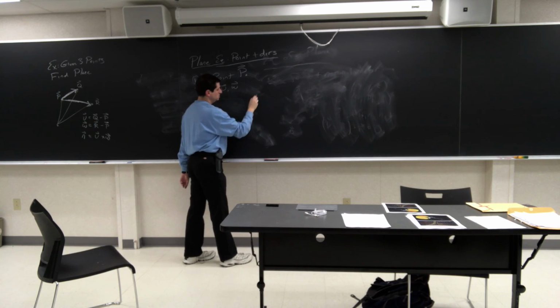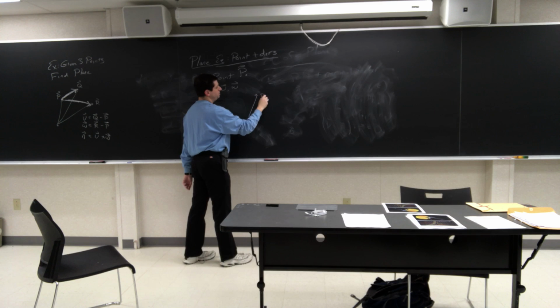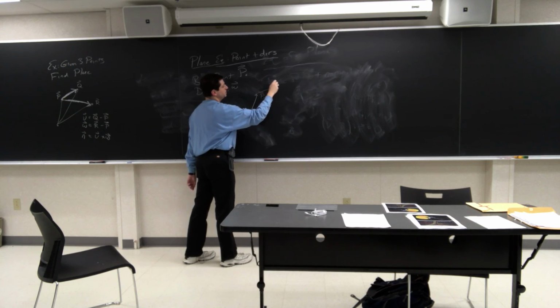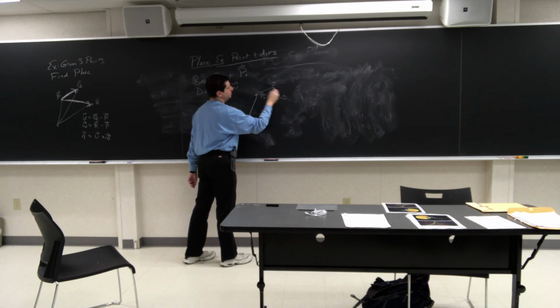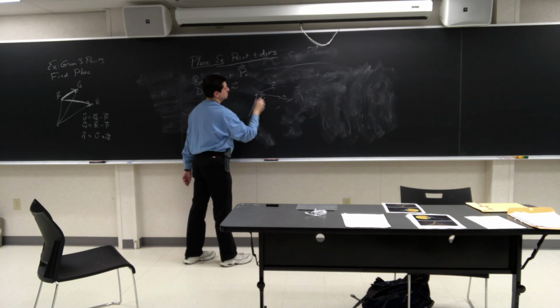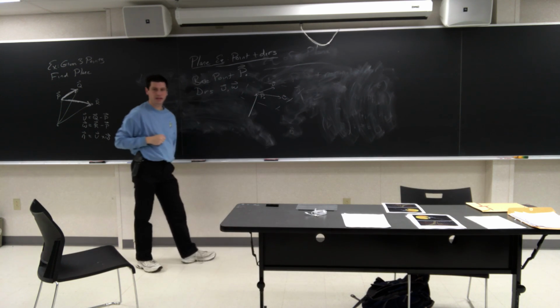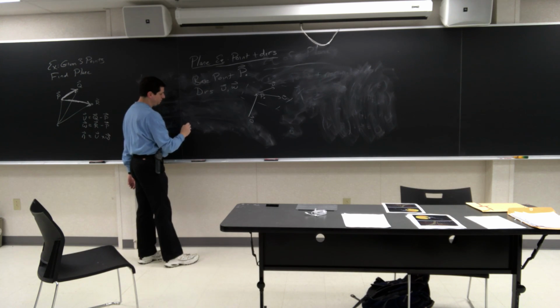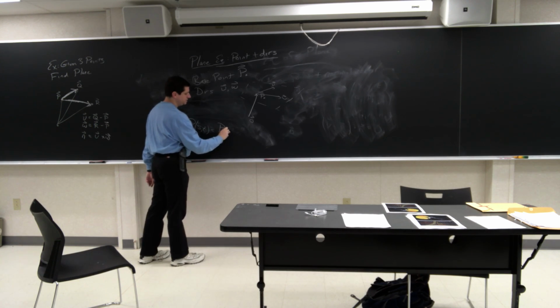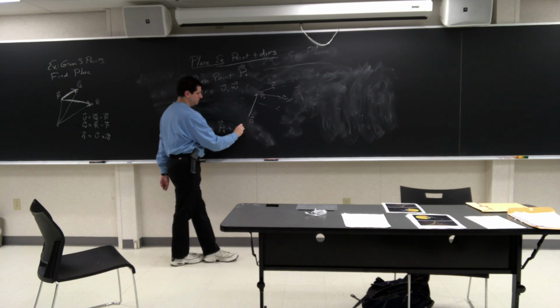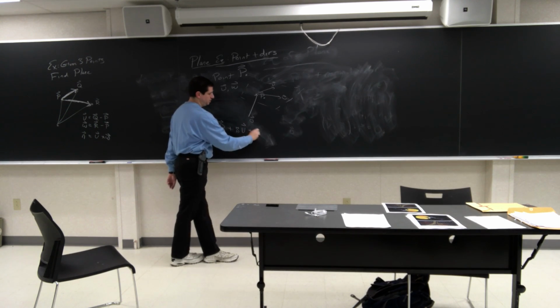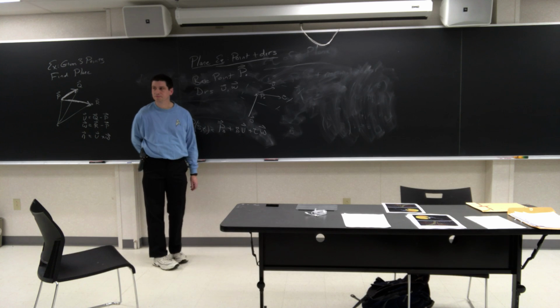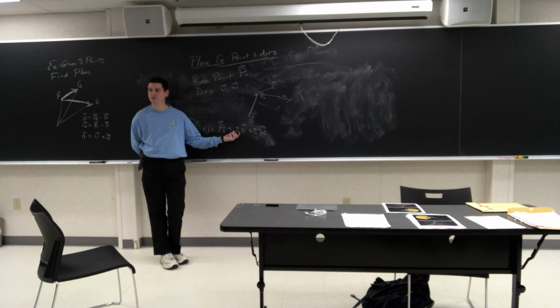So now, here's my point P0, and here's the vector V, here's the vector W, and here's the plane that contains them. So I could look at all things of the form, I'll call it P of S T, which is going to be P0 plus S times V plus T times W. And this will also give me an equation of a plane.